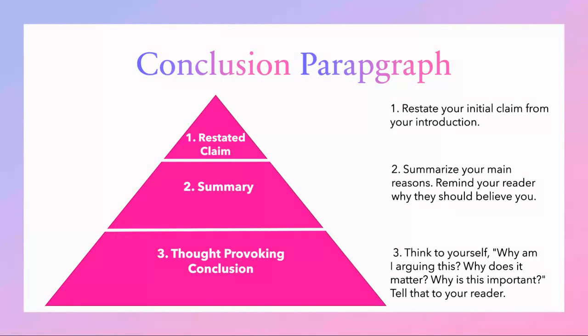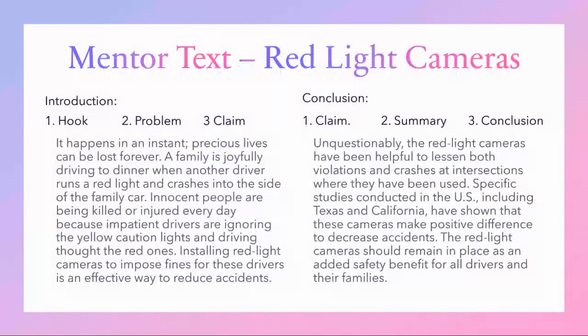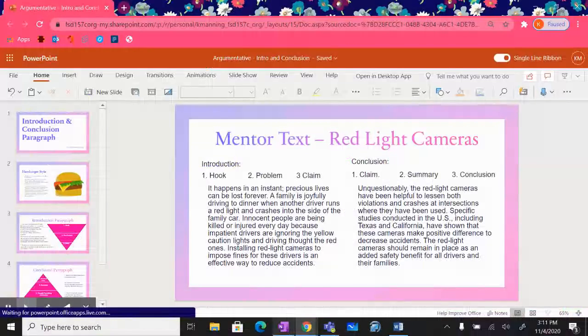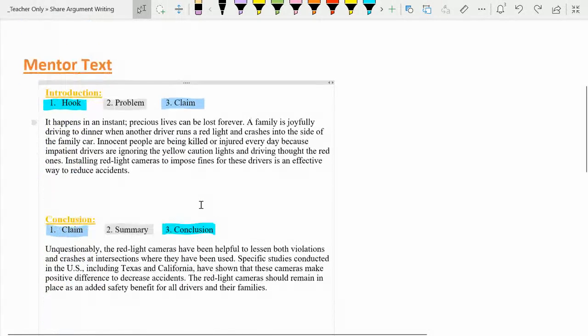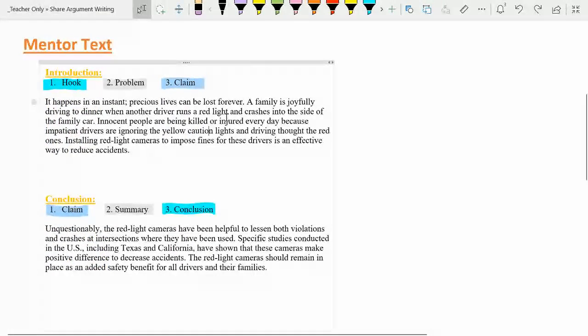Tell your reader that. So just like you started with something to hook their attention, you are going to end with something that is going to leave them thinking about what they just read in your paper. So next we are going to look at our mentor text from the red light cameras. And to do this, I am going to go over to our class notebook. And we are going to highlight them again like we have before. So our introduction needs a hook, then the problem statement, and then the claim.